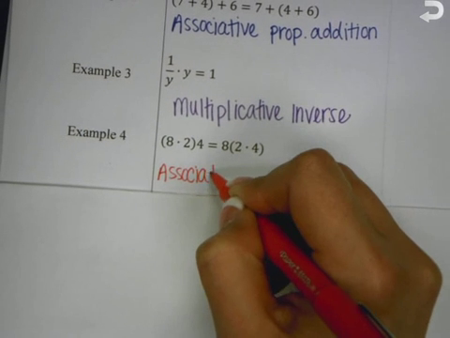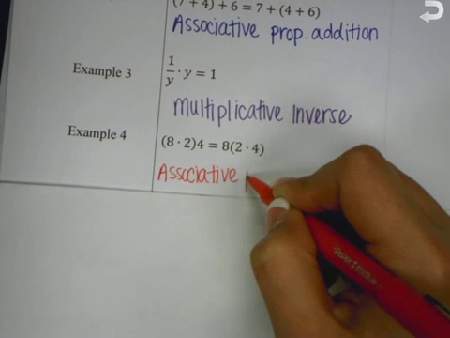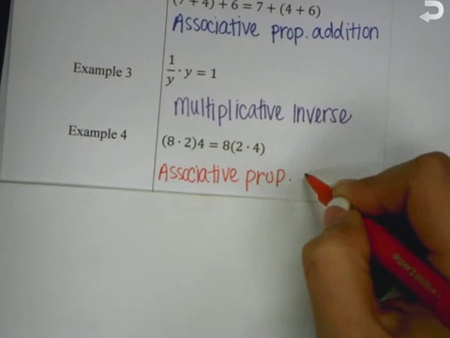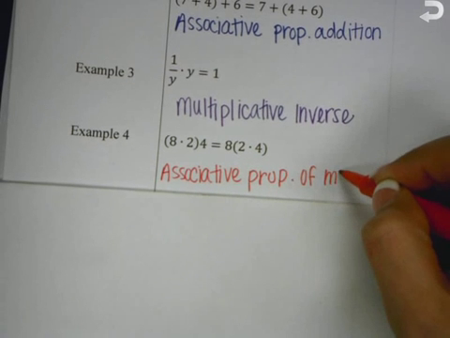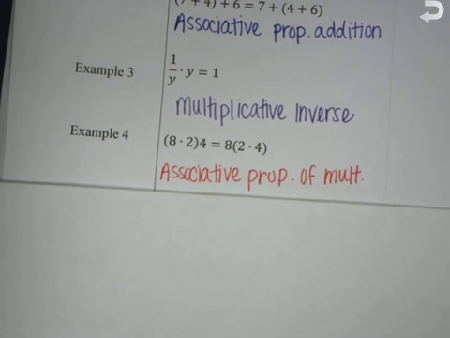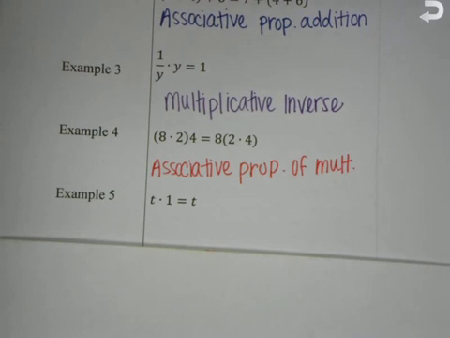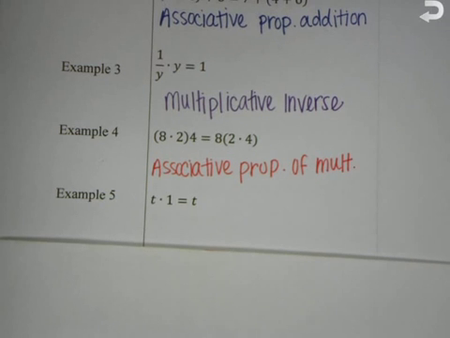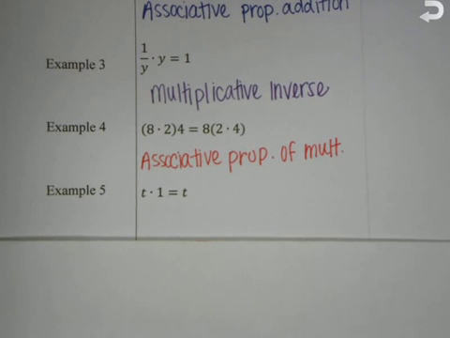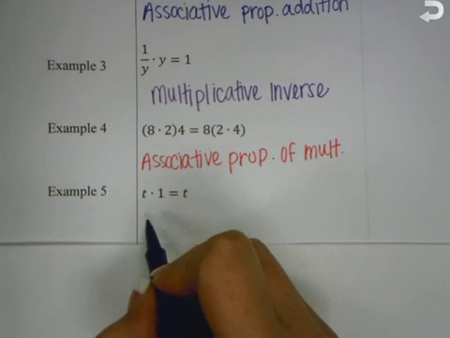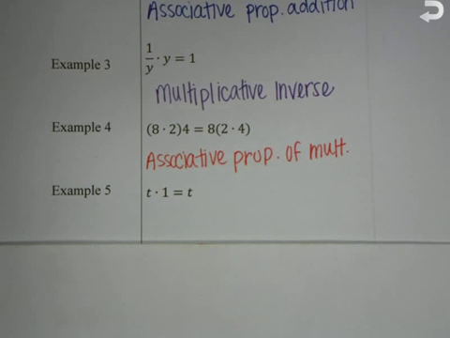Okay, t times 1 equals t. Which one is this? Danielle, which one is this? Identity property for multiplication. Yes, it's the identity for multiplication. Good job. Okay, so let's say ID mult. Okay? Identity property of multiplication.